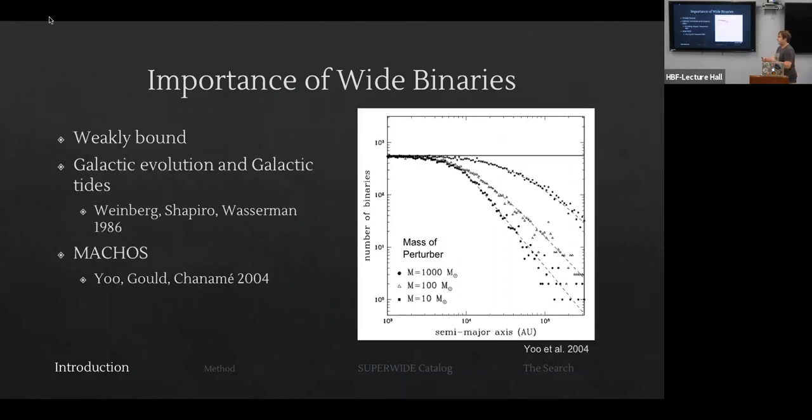On the other hand, these are weakly bound systems, which means that you can use them to examine galactic tides and galactic evolution, but you can also look at MACHOs. On the right over here, I show basically a simulation of what happens to the separation distribution of wide binaries if you have different sized MACHOs. And you see that as you increase the mass of the MACHO, the separation distribution turns off at a sharper angle.